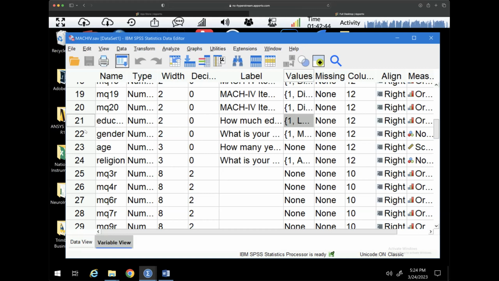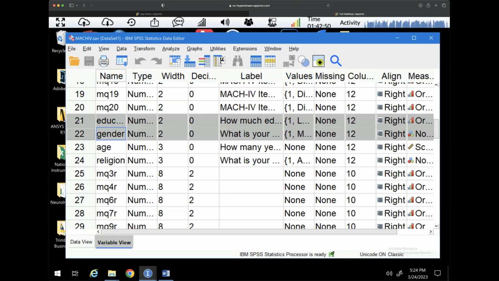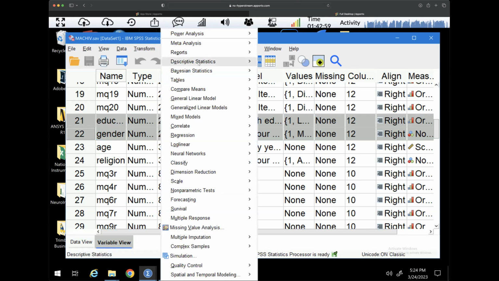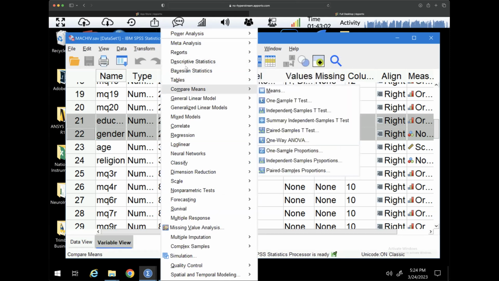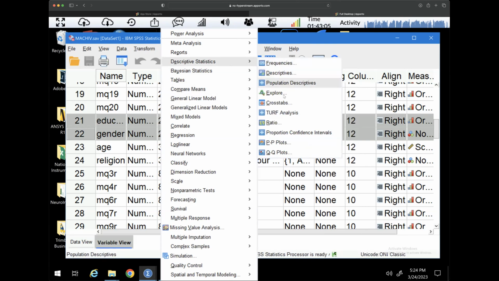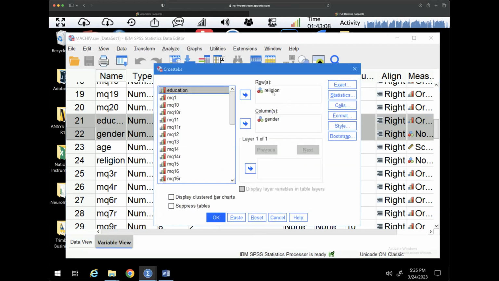So here we are with gender and education. We can see that they're both categorical variables. And again, we want to look at this relationship between them. So I'm going to go to Analyze, and I'm going to go to descriptive statistics. I'm going to go to crosstabs, and I'm going to start just by looking at the table. So a cross tabulation that I talked about in the previous video. You might also hear it referred to as a contingency table, but I think more frequently I hear it as crosstabs or cross tabulation. So we're looking at gender and education.